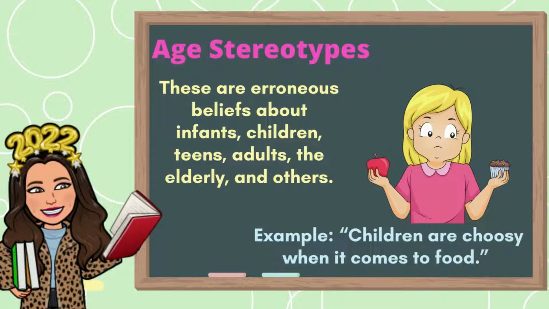The first is age stereotypes. These are erroneous beliefs about infants, children, teens, adults, the elderly, and others. An example of this is children are choosy when it comes to food. Although there are children who may be choosy, not all of them are like this. Another example of age stereotype is when you think that young people don't know anything about the world. Thus, they could not make a wise decision, and that old people are more experienced and therefore are wiser.